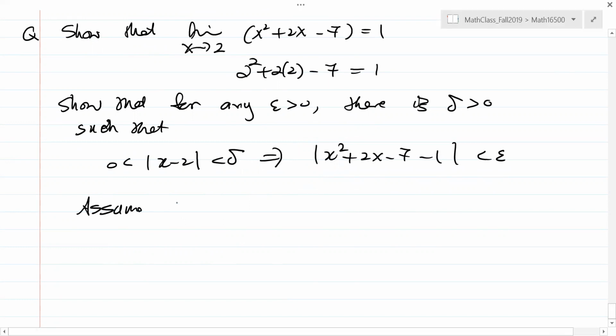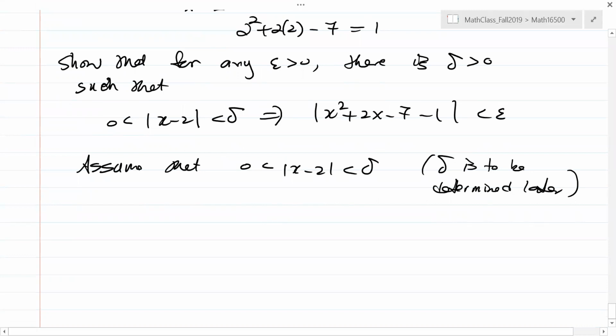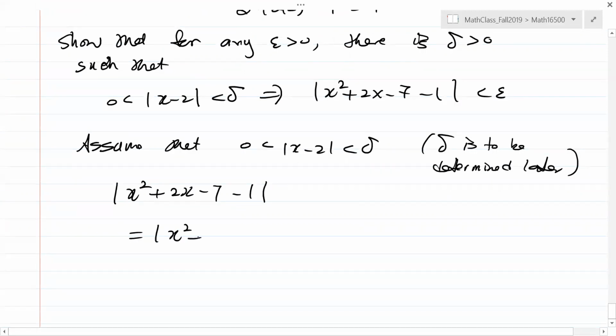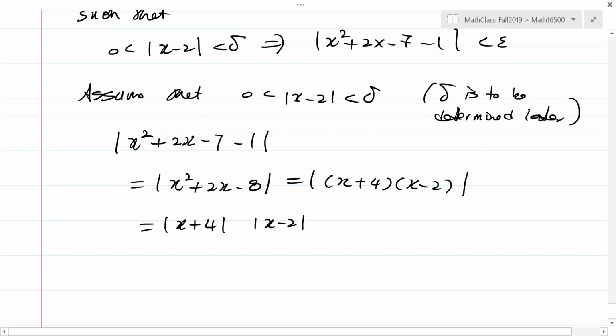We assume that absolute x minus 2 less than delta. I'm going to determine the delta later. Okay, so this number, delta, is to be determined later. Under this assumption, I'm going to work on this. I cannot say less than epsilon because we don't know yet. So that is going to be x squared plus 2x minus 8. Factored, it's x plus 4 times x minus 2. So this is going to be absolute value, right? Absolute x minus 2, I know this is less than delta. So it's delta.